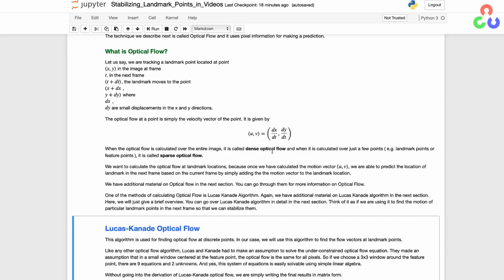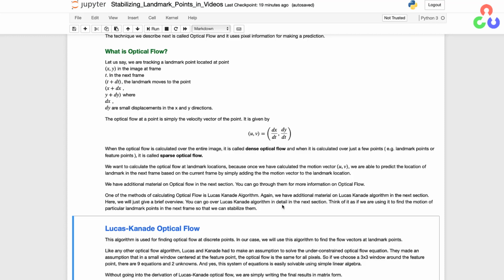Optical flow is basically the velocity of this pixel at this frame. So if you want to find the velocity, it is nothing but dx by dt and dy by dt. So you want to find the u and v velocity in the x and y direction. If we are able to calculate this, we are able to track the point, because we know the original location of the point. We can multiply u times delta t and find the new location in the x direction. Similarly, we can find the new location in the y direction.